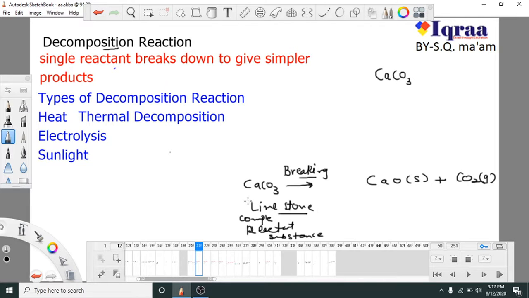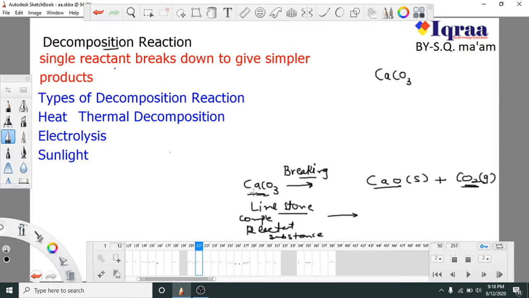So you can see that a single complex reactant is breaking into two or more. There are two here, but it could be more than two. So this reactant is breaking down into two simple products. Calcium oxide is simpler than calcium carbonate, and carbon dioxide, again we can say, is very much simpler than calcium carbonate.